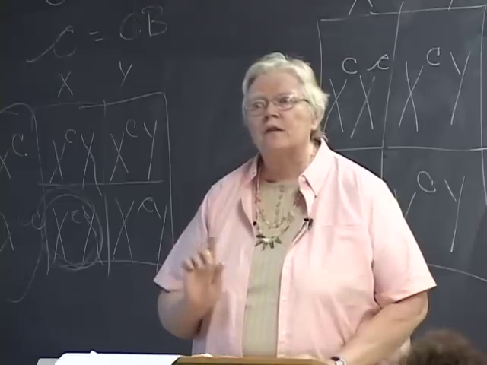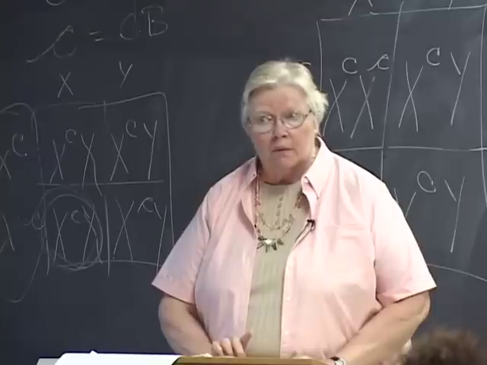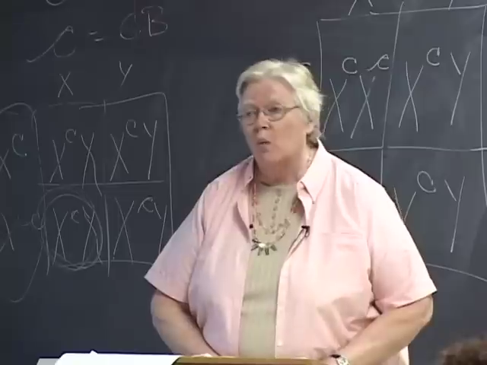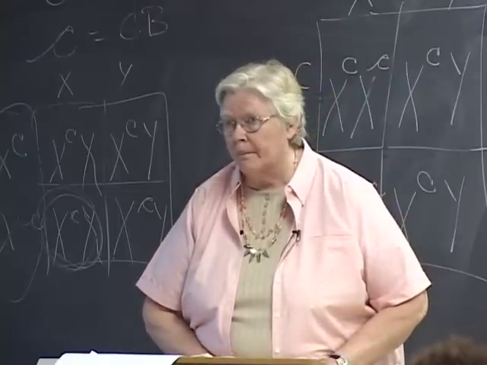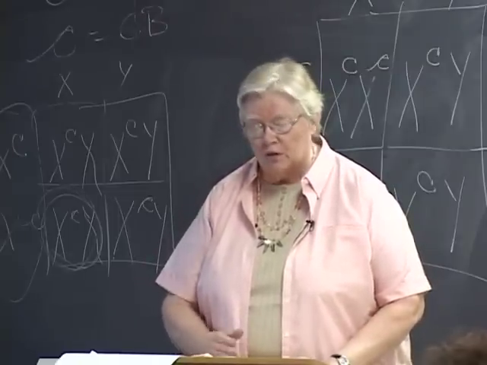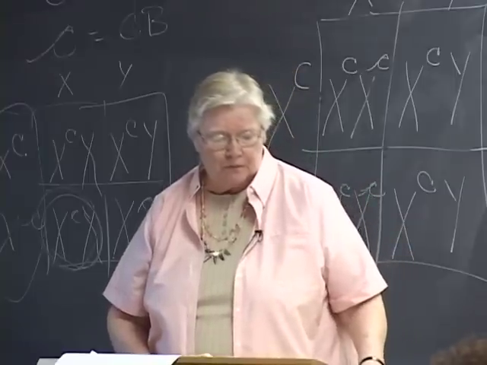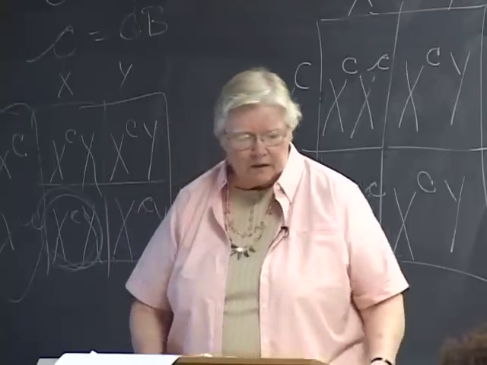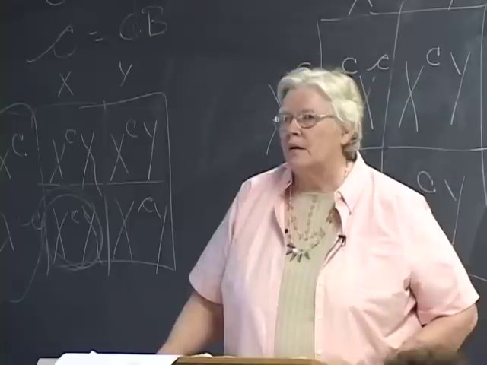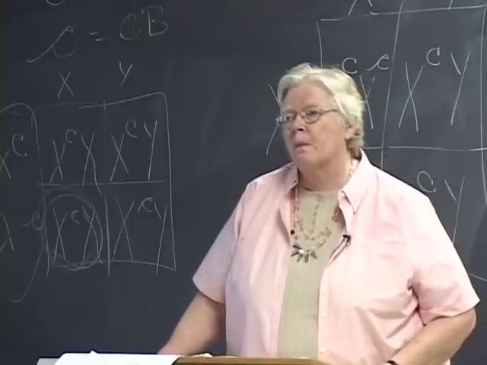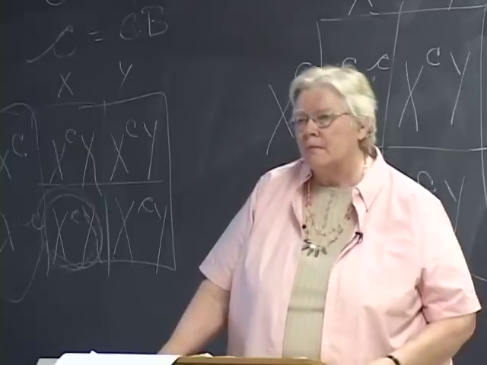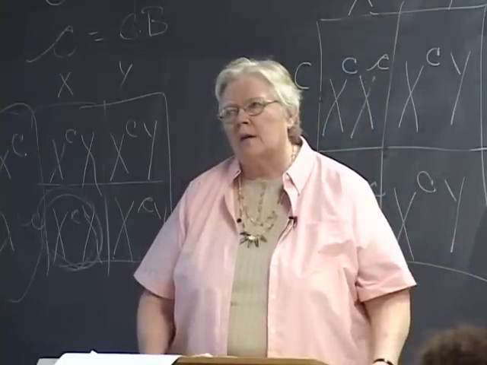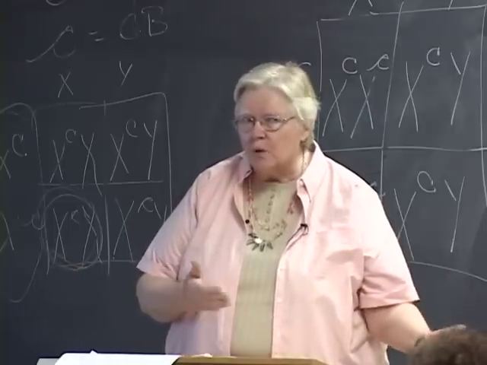Now, there is another possibility. If non-disjunction takes place in the male rather than the female, then what we could end up with is XYY, in which we have two Y chromosomes. Okay. This person, XYY, tends to be extra tall, and of course is male. Okay. Extra tall. Normal to low normal intellect.